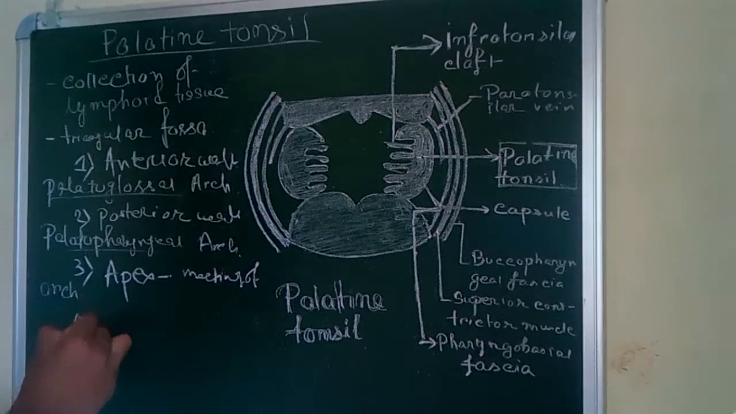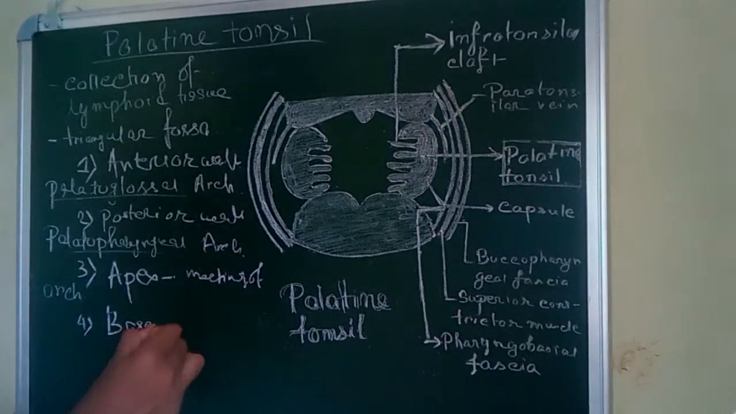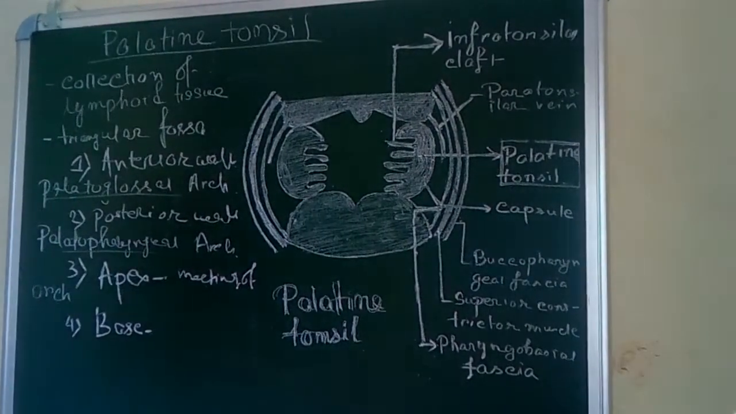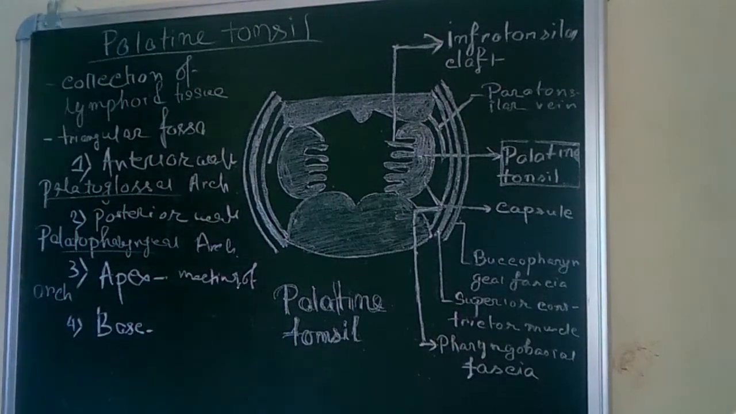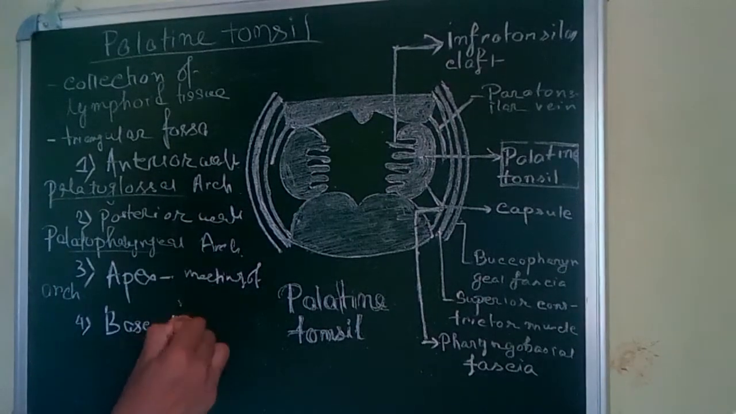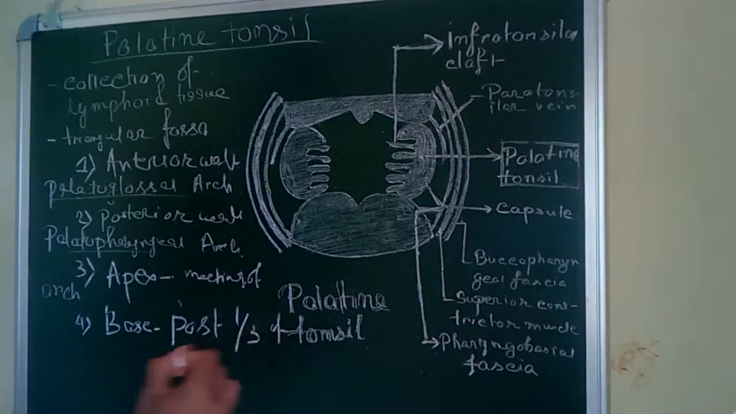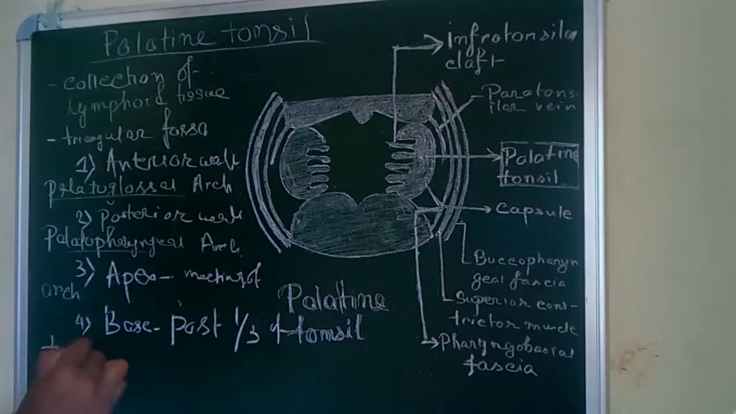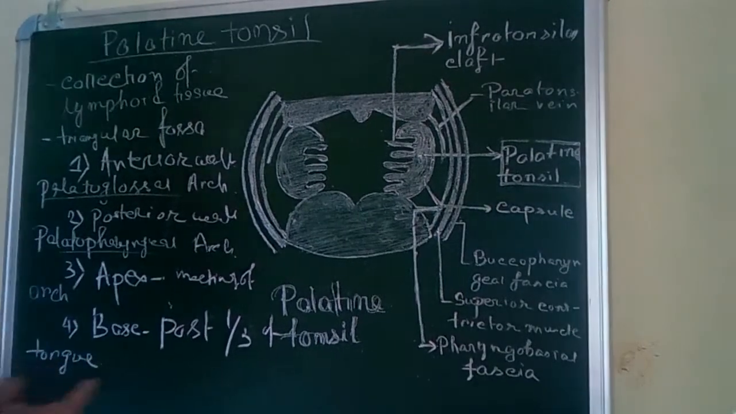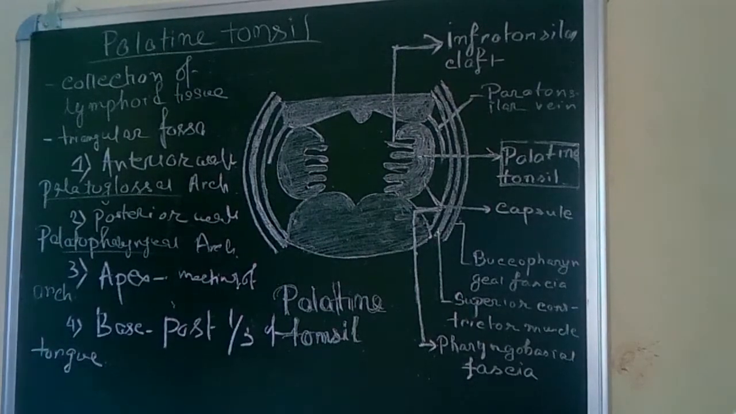Number four, the base. The base of the palatine tonsil is formed by the dorsal surface of the posterior one third of the tongue. Then comes the tonsillar bed, or the floor of the tonsil.